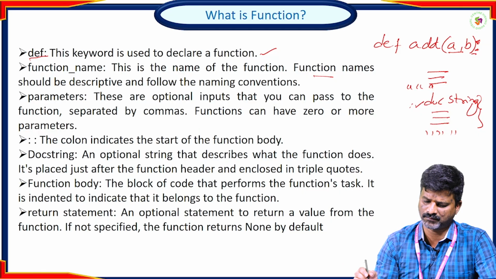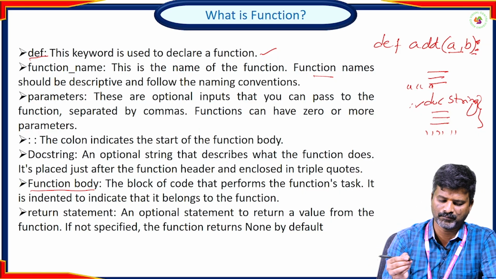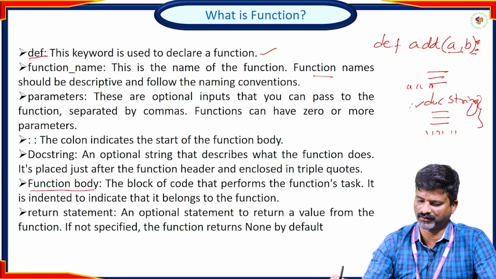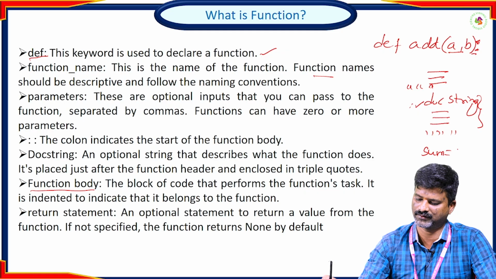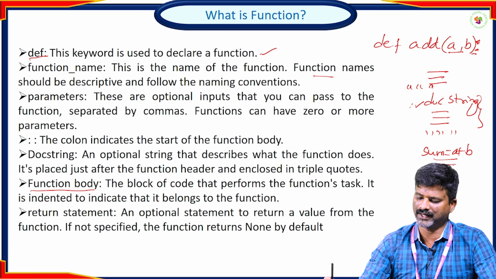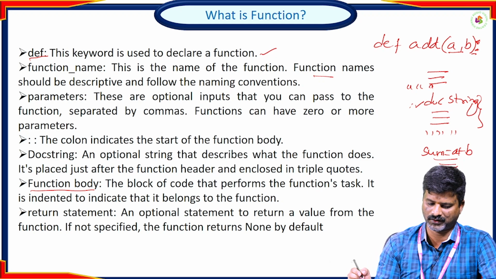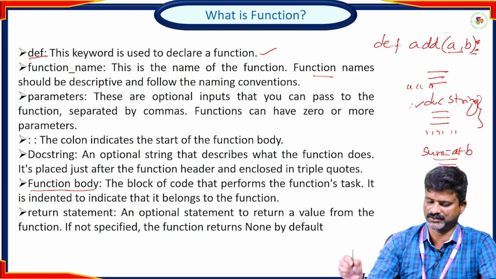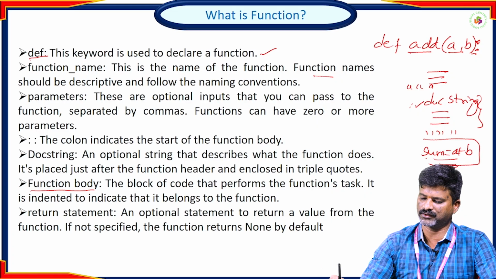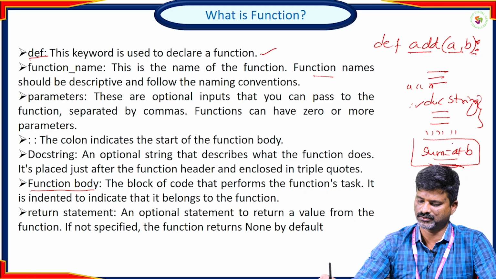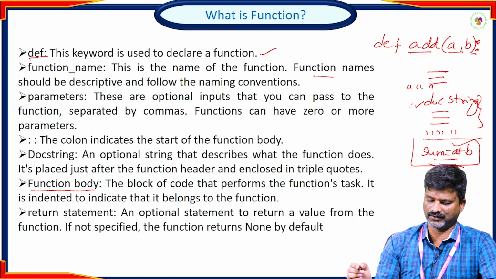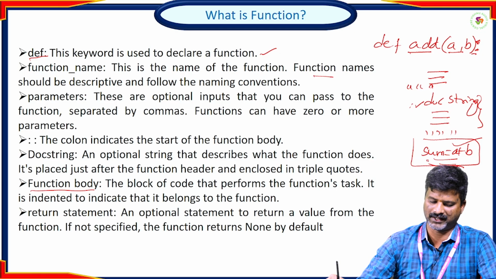Then after that comes the function body. This is the main important part, where we write the actual logic. Suppose I want to perform addition of two numbers, I write sum is equal to a plus b. Like this you can write any number of statements inside the function body, which represents the block of code. When you call this function, whatever code you wrote inside the function body, these set of lines or statements will be executed one after the other. So this is the function body, and this is a mandatory section.